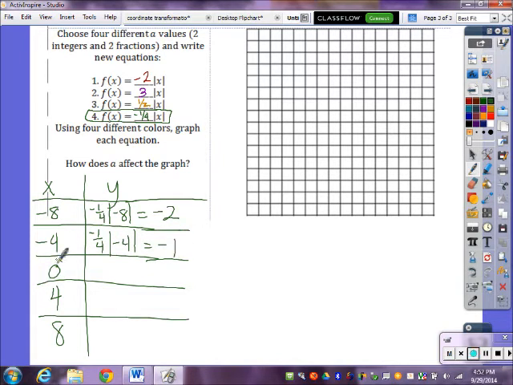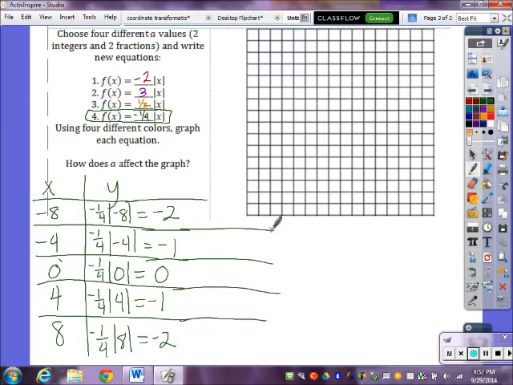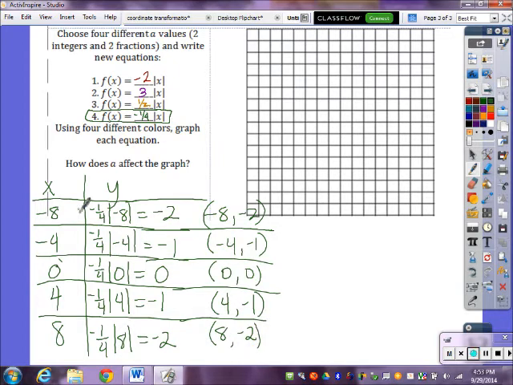And then for 0, well, that would be -1/4 times the absolute value of 0. Anything times 0 is just 0. Then for 4, the absolute value of 4 times -1/4 again would be -1. And then I plug in the 8, and I get -2 again. So again, these points would be -8, -2, -4, -1, 0, 0, 4, -1, and 8, -2. And the only way I got those was just taking my x and my y and putting them together. I'm going to plot the points and let's see what happens.